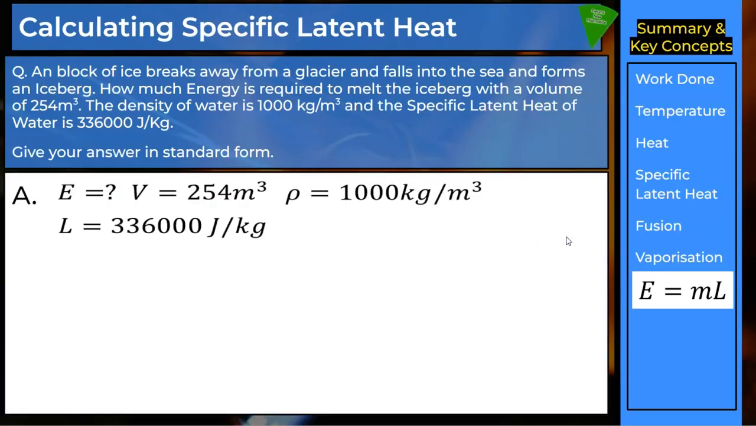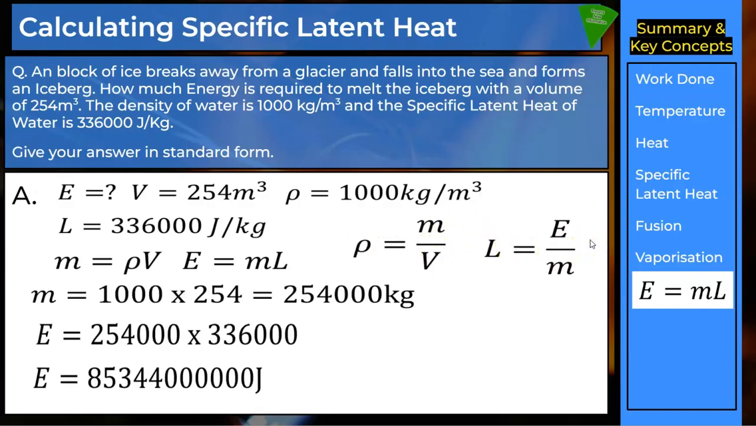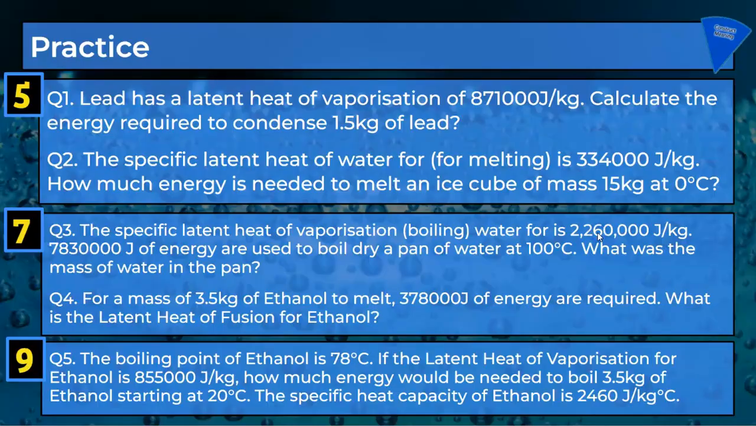And you can also link latent heat, because mass is part of the equation, to other equations in this topic like density. So here's an example that's slightly trickier, which might also encourage you to use standard form. So that would be an example of a slightly harder question on this topic.